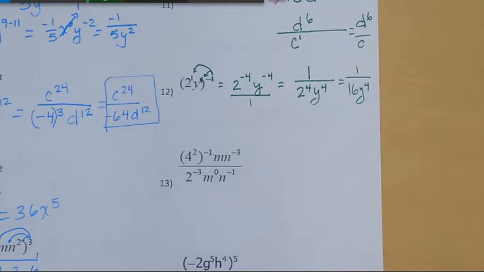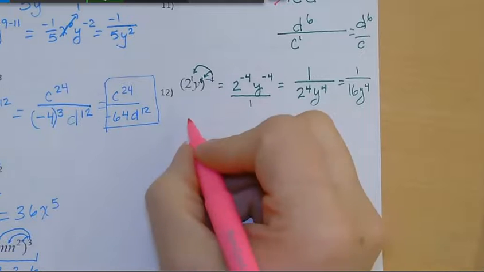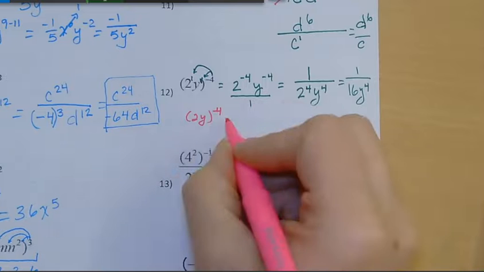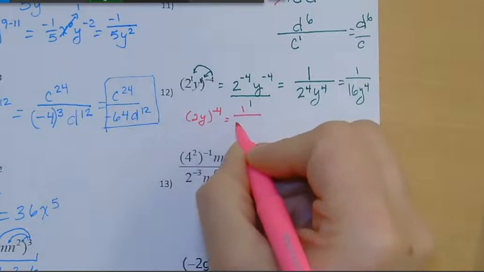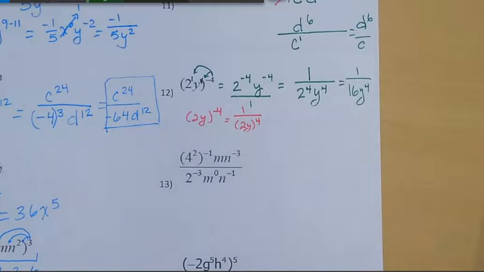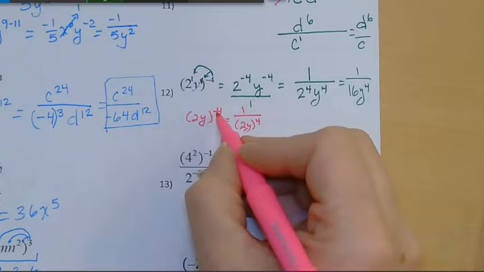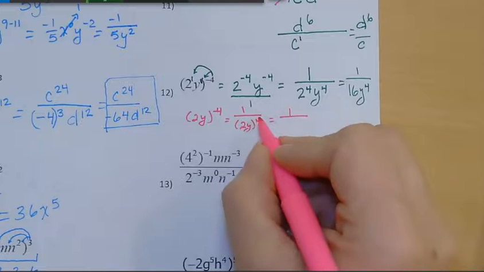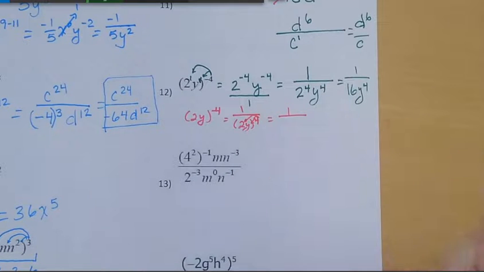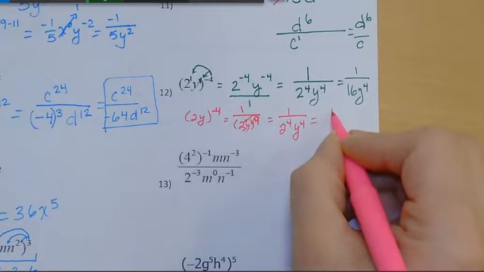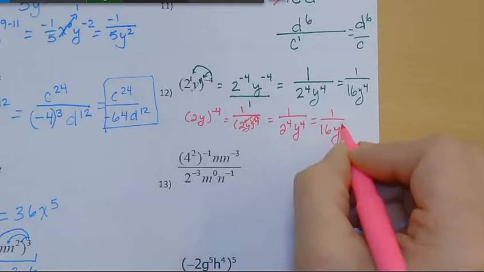Another way I could solve this problem is I could say that I started with 2y in parentheses to the negative 4. I can rewrite this as 1 over 2y to the power of 4. So I've just taken care of making my negative exponent on the outside positive. In this way, I now have 1 over, when I distribute that exponent of 4, it'll be 2 to the 4, y to the 4, and that also equals 1 over 16 y to the 4.